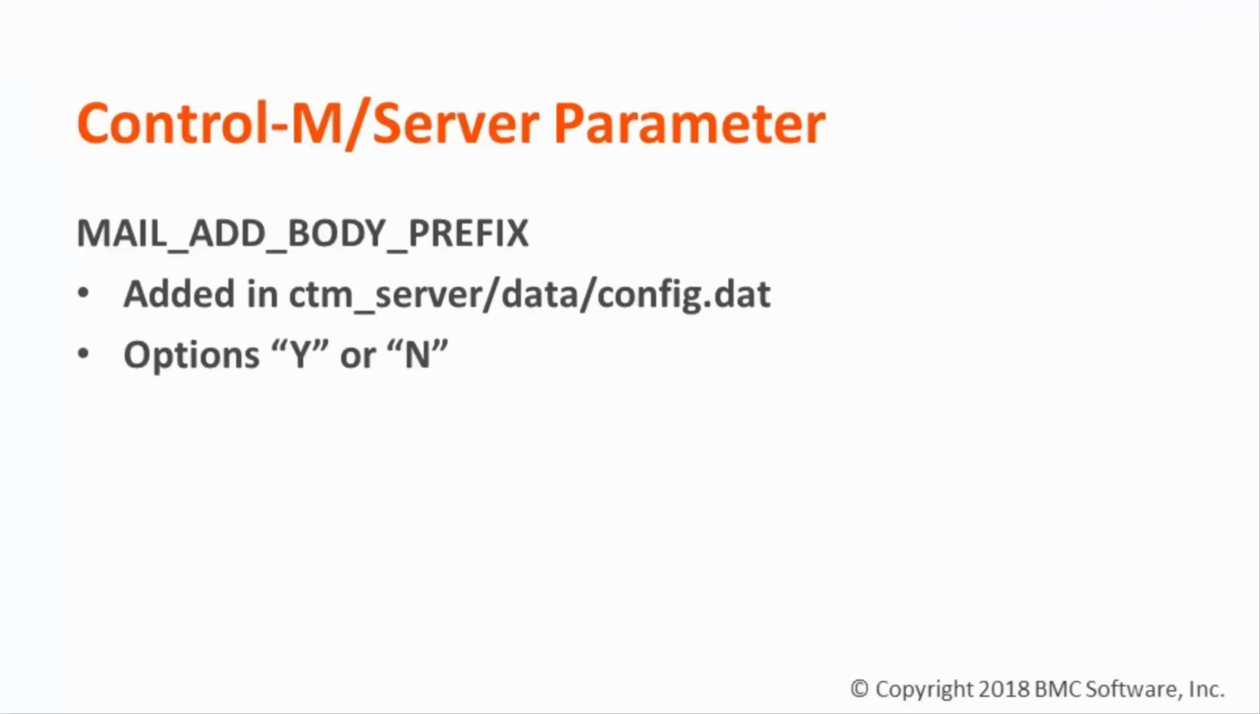Starting with Control-M Server version 7 Fixback 100, you now have the option to remove this text from the email body by setting parameter mail_add_body_prefix in the config.dat with the option N for no. Why is the option to keep the text in the email body set by default?